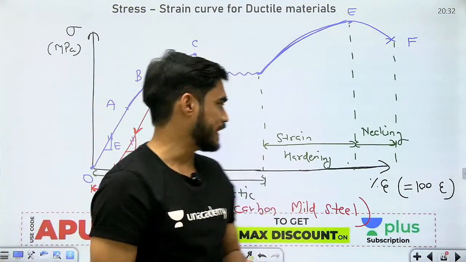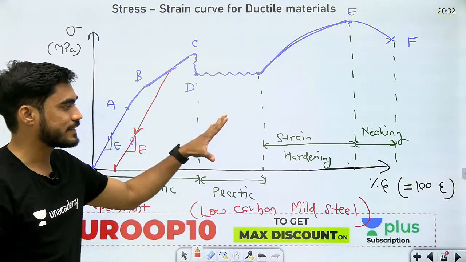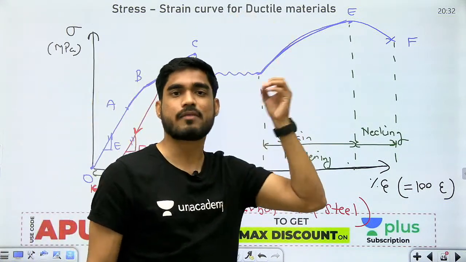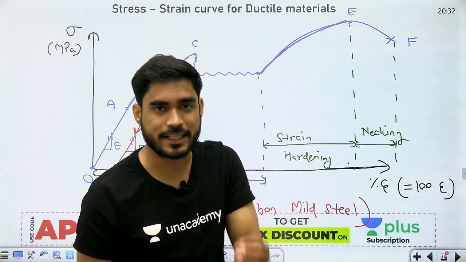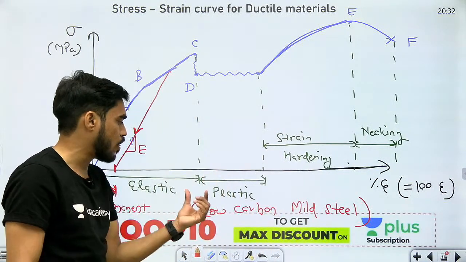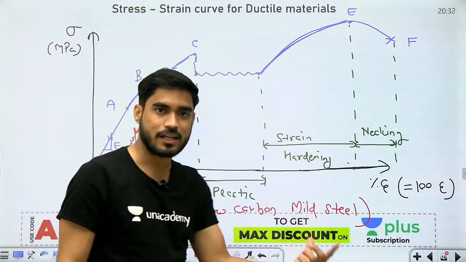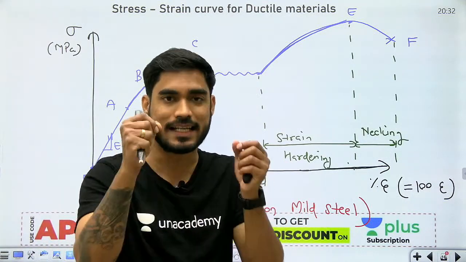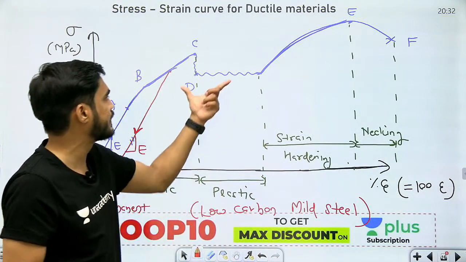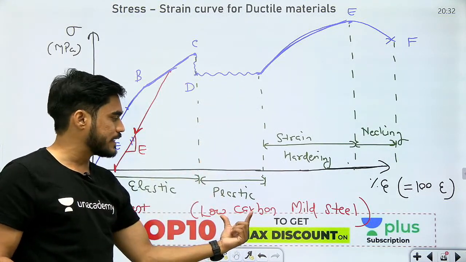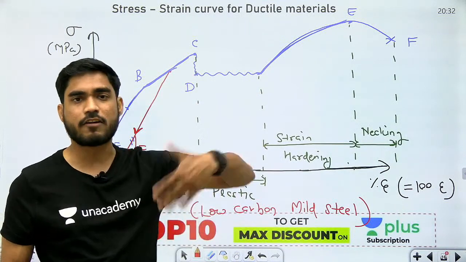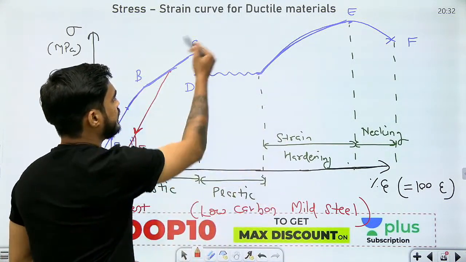Now, I was telling you that the stress strain curve that we draw in order to understand ductile material behavior is for a particular material called low carbon mild steel. Low carbon mild steel means the percentage of carbon in this mild steel is less. That's why we get this region. If I increase the percentage of carbon, then this region will be gone. So in a lot of ductile materials, we don't get this region.